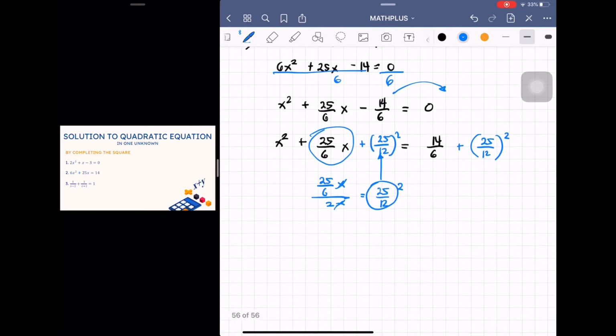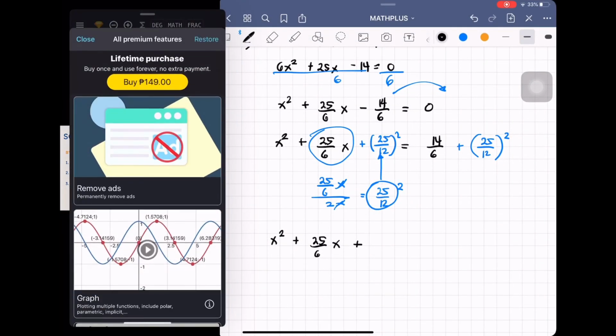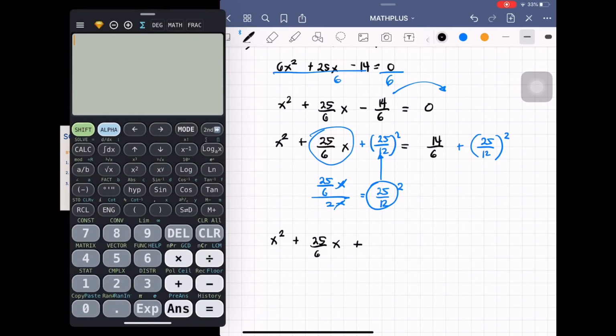And that will make the left side equivalent to x squared plus 25 over 6x plus, let's take our calculator to assist us on this matter, 25 over 12 squared. Definitely that's 625 over 144. The right side is 14 over 6. You can simplify that fraction if you want, there's no problem with that. Plus 625 over 144.